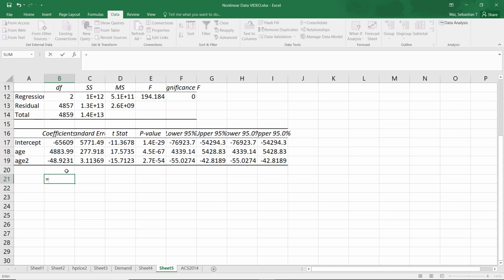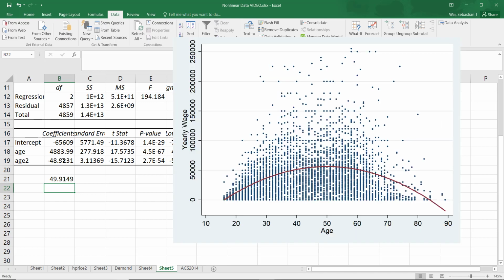So I'm going to plug in my formula here, negative beta 1, so that's going to be this number right here, and then divide that by 2 times beta 2, which is this number right here. And what we get is about 50, meaning that on average, age 50 is about where we expect wages to peak. Looking at the graph, we can see a parabola with its top somewhere around age 50.